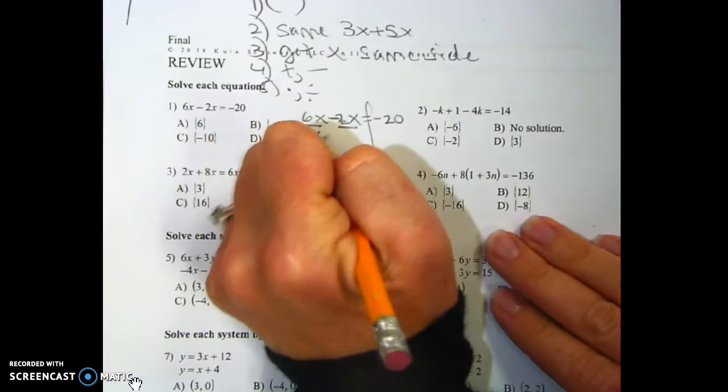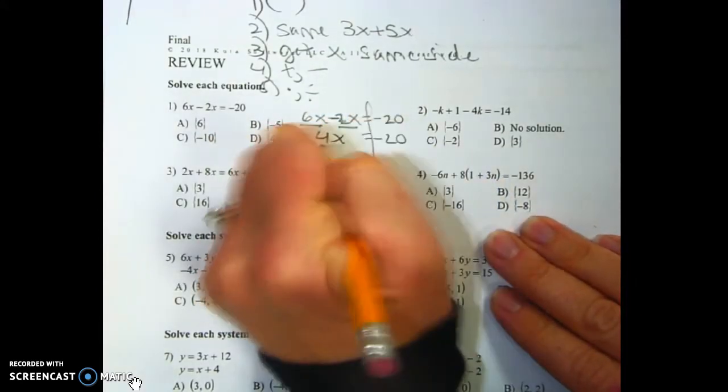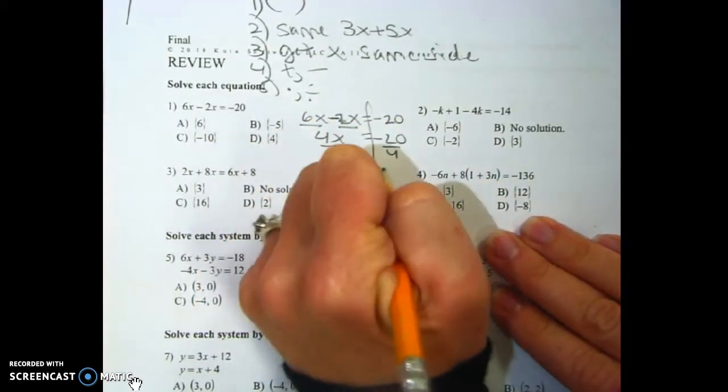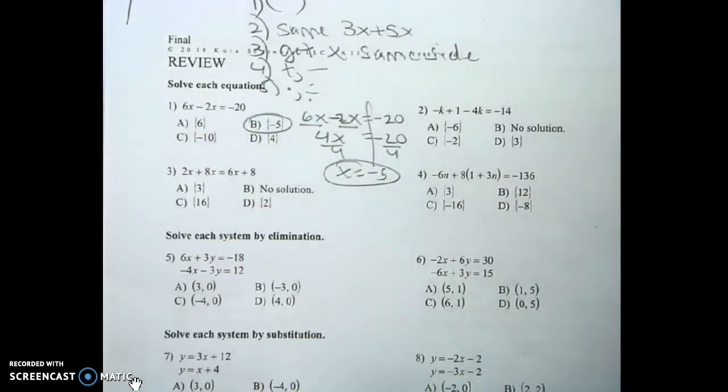Put them together. Divide by 4. X equals -5. Done.